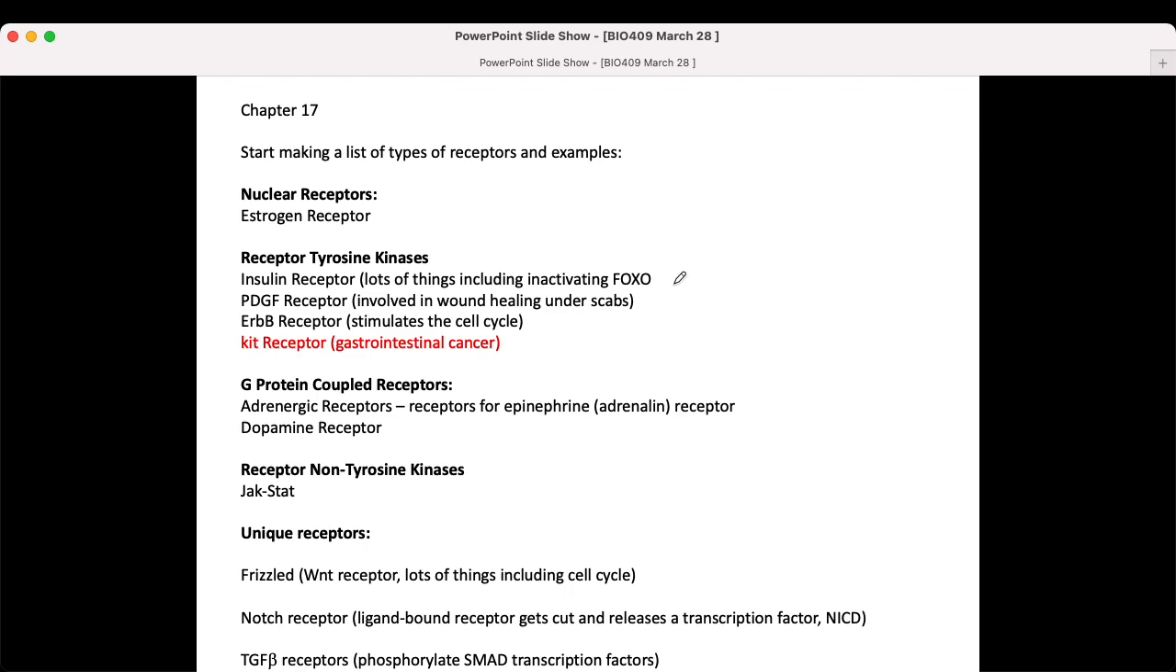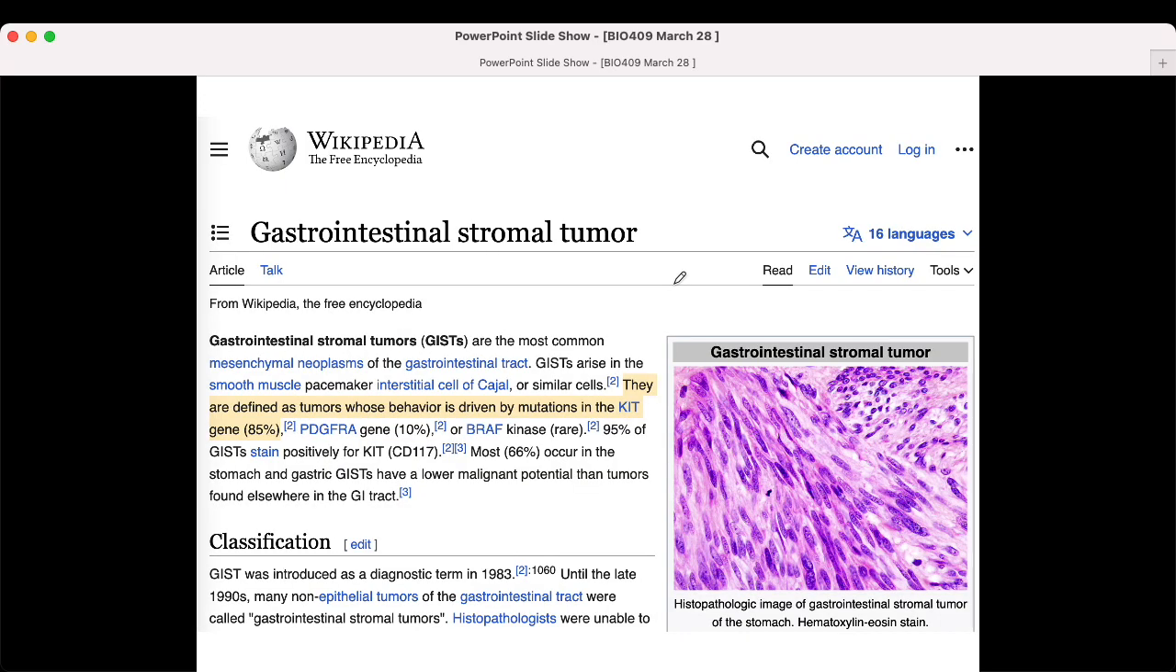Yep. On the previous slide, it said 85%, and then the next sentence said 95%. Yeah, I saw that too. That's kind of a curious thing. I think what they're saying there is that even if it's not mutated, in some situations even the normal KIT, if it's expressed, appears to be contributing to these cancers. That is the smaller percent.